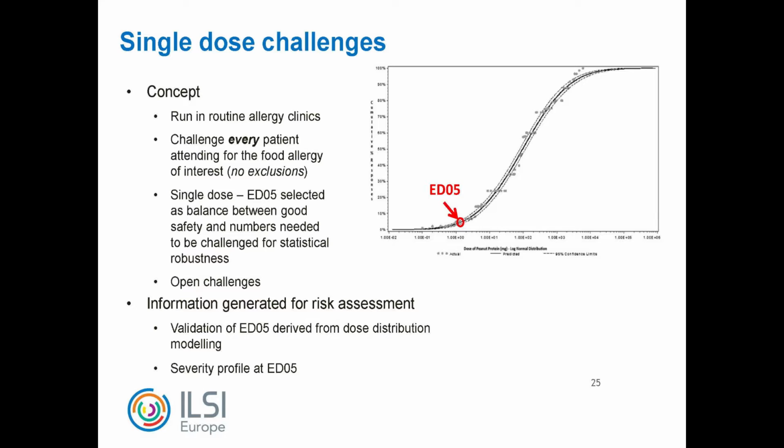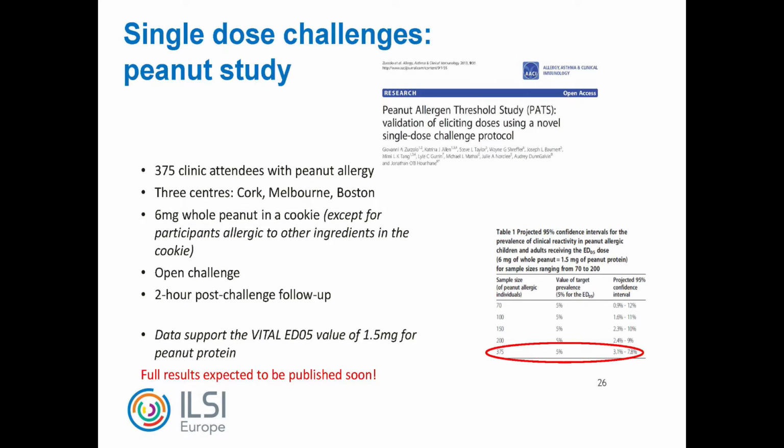The primary purpose, if I remember correctly, was to validate this ED05. But the study investigators realized that a bonus, you might say, is that you would get information about the severity profile at ED05, and you already know what that's going to be because Steve mentioned it this morning. In fact, the study supports the value of 1.5 milligrams ED05 for peanut protein. In fact, it would be slightly more than the ED05. The results, I believe, are currently being reviewed or have been reviewed and should hopefully appear fairly soon in the peer-reviewed literature.